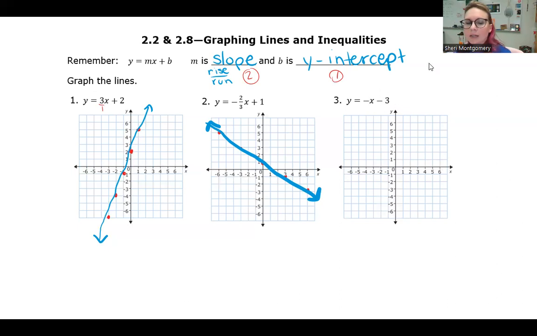Example 3, I'm going to do the same steps. I'm going to first go find that y-intercept. So that is at -3. So from 0, 0, I'm going to go down 3 and I'm going to put my y-intercept.